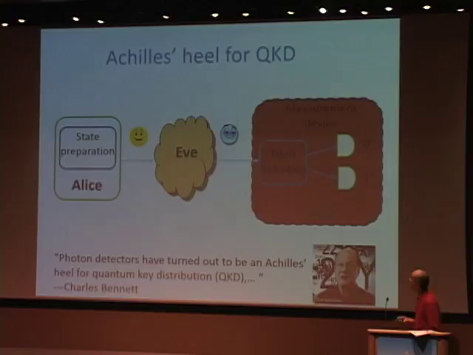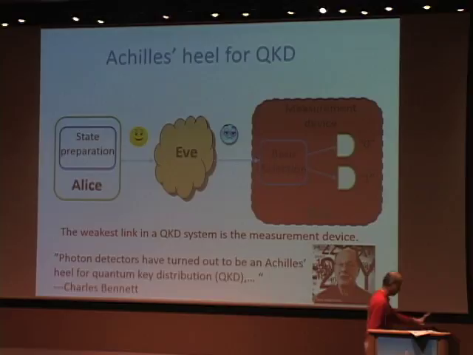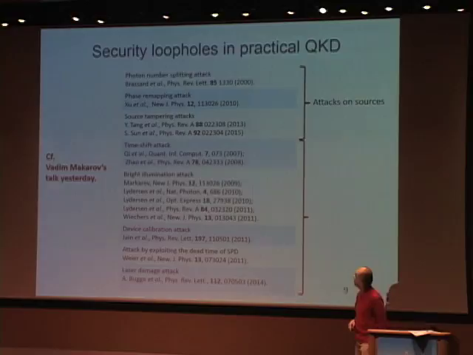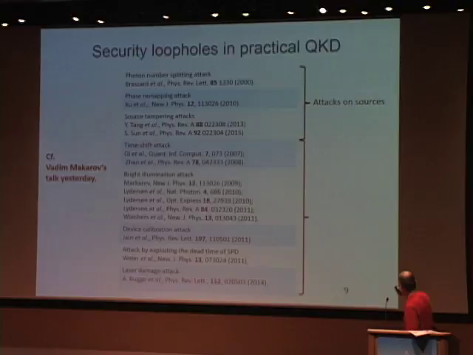I hope I've convinced people that the weakest link in QKD, up to recently, is the measurement unit. In fact, most of the attacks, if you look here, are not on the sources. Most of the attacks are on the detectors. The whole list down here is on the detectors. So the detectors are a challenge. What's the solution?